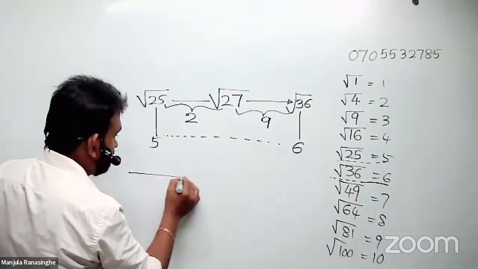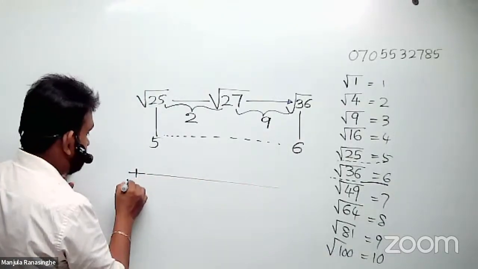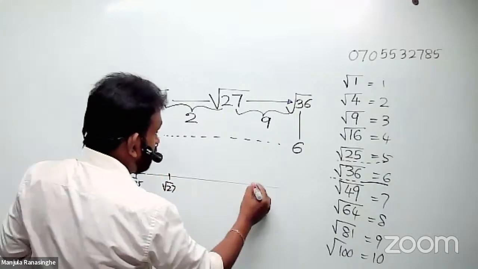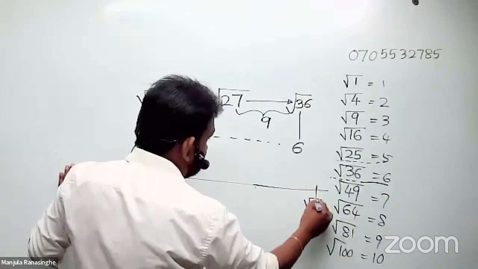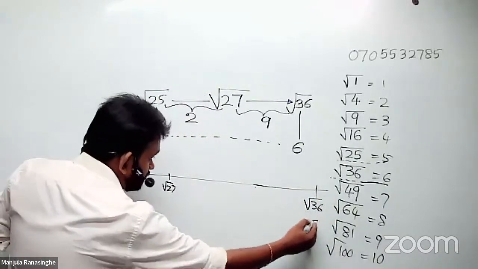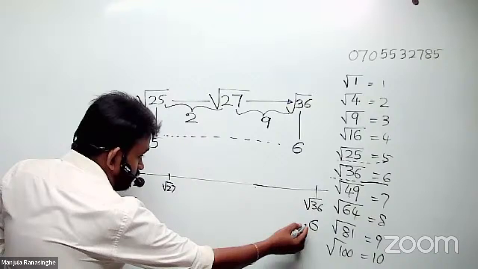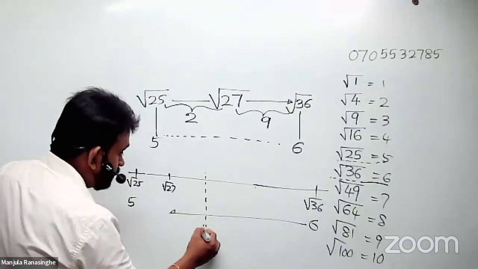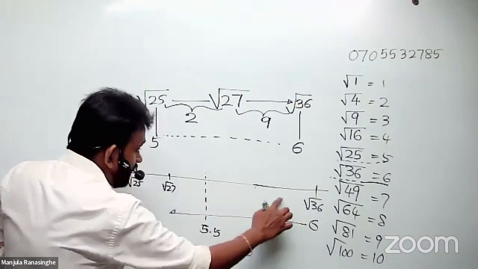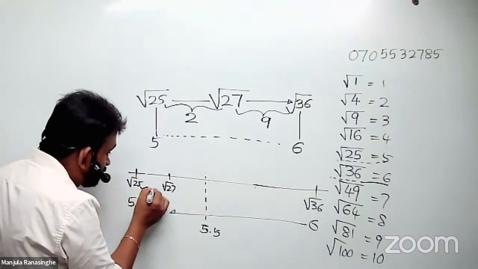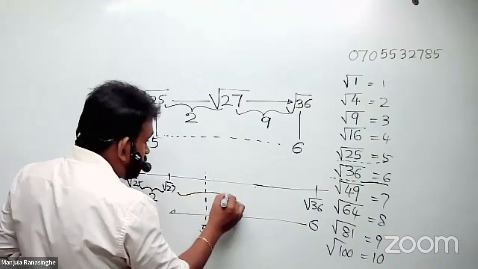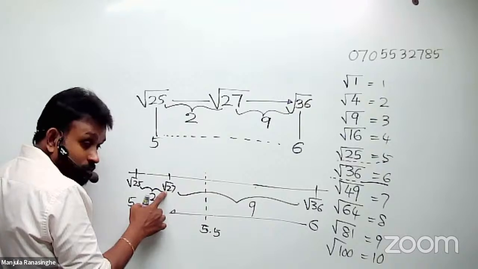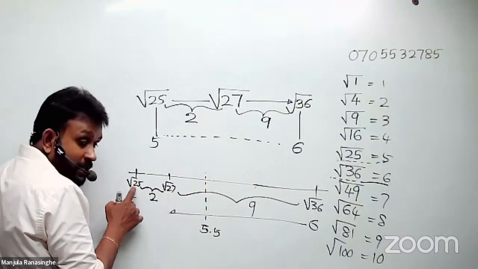If I draw a diagram, here is square root 25. Here the gap is 2, 27. Here the gap is more, 9. So that means that is far away from 6. 5 and 6, that is far away because more distance. If it is exactly the mid 5.5, that means the gap shall be the same. But here it is very close to there, because here the gap is 2, here the gap is 9. So that gives you the answer: root 27 is very close to root 25.